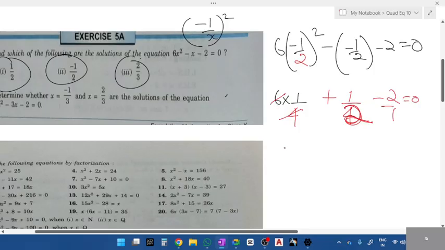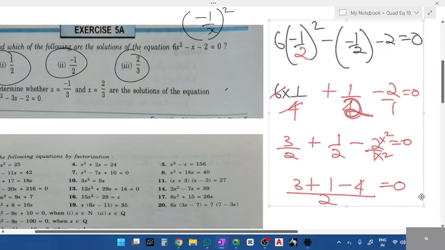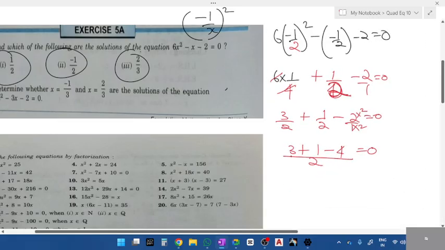So what's the LCM? Open 3. What's the LCM? So 3 plus 1 minus open 2. How come minus 2, Mariana? LCM. After you take LCM, you don't multiply. Next. Next. 3 plus 1 is?